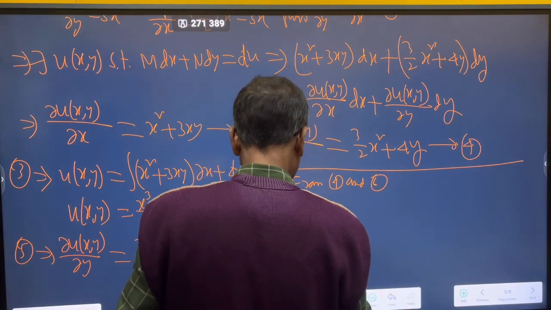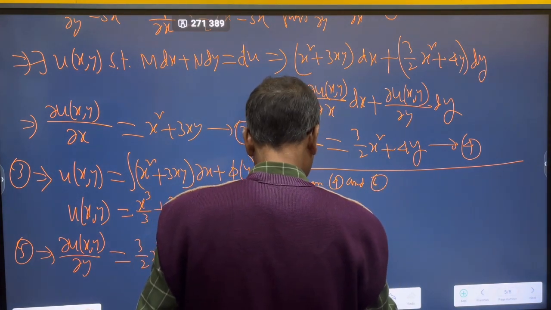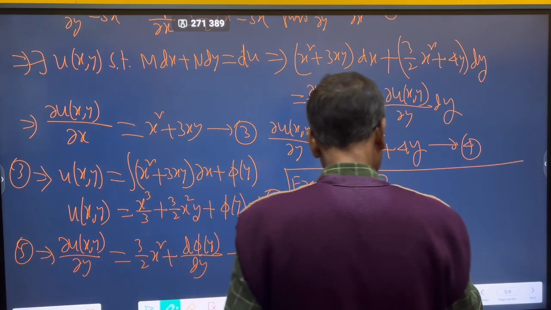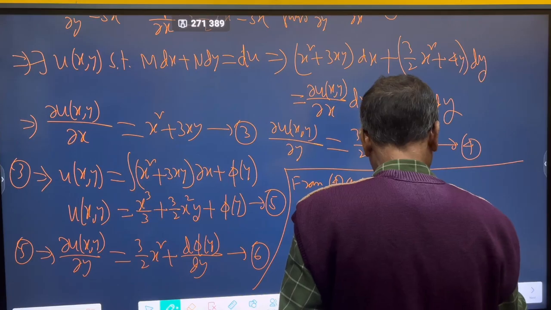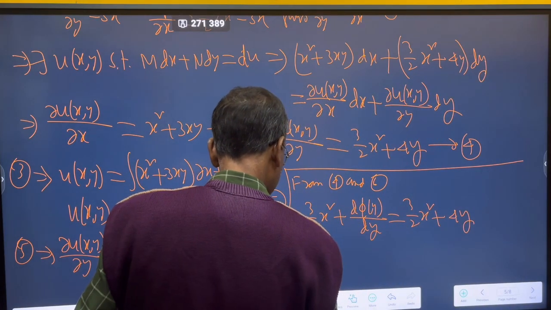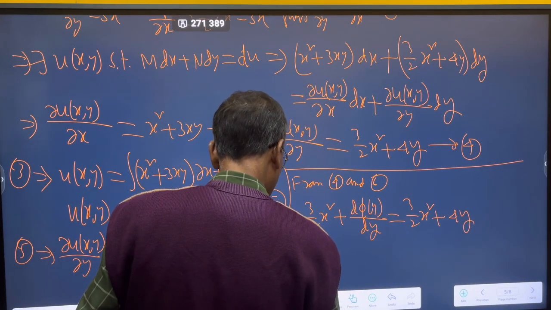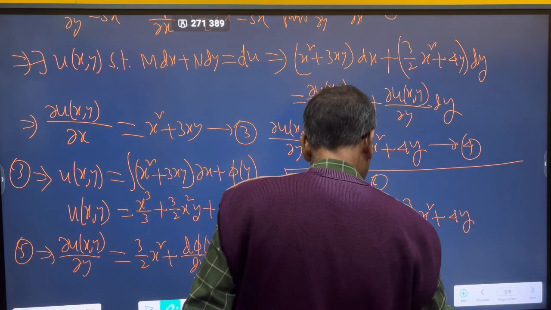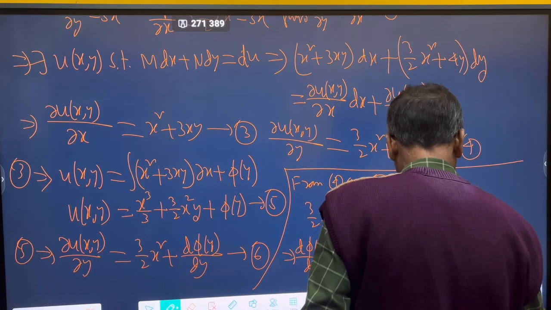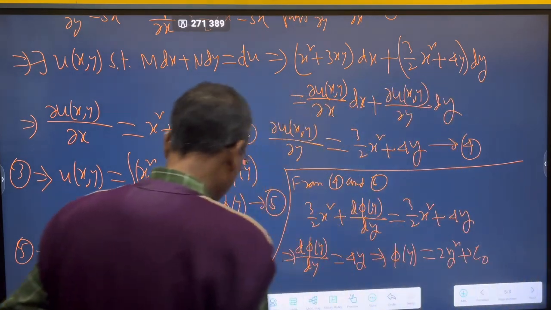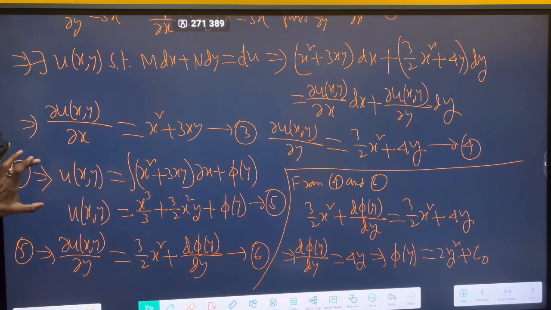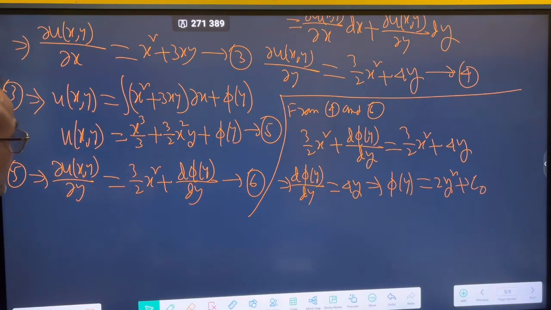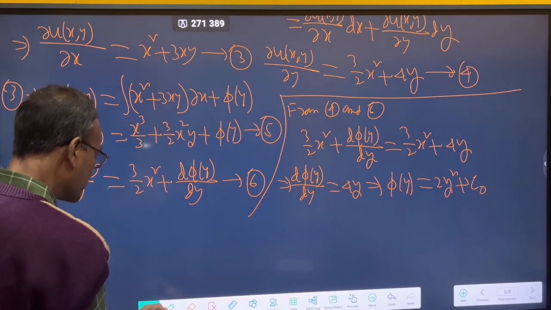4 and 6. 3 by 2 x square plus d phi y by dy is equal to 3 by 2 x square plus 4y. This means d phi y by dy equals 4y. This means phi y will be equal to twice y square plus the constant of integration.